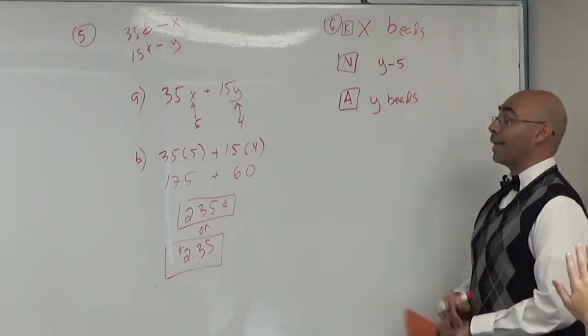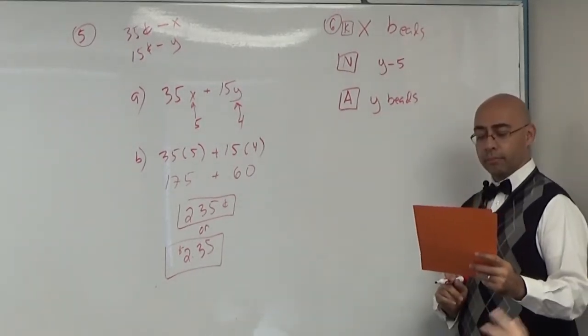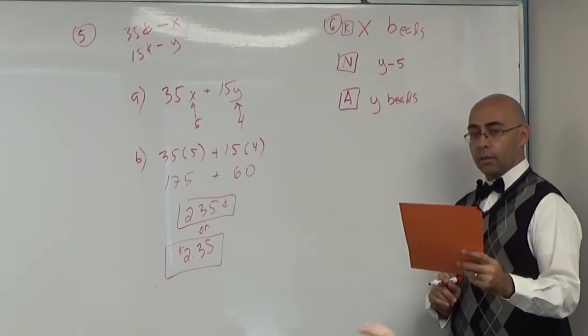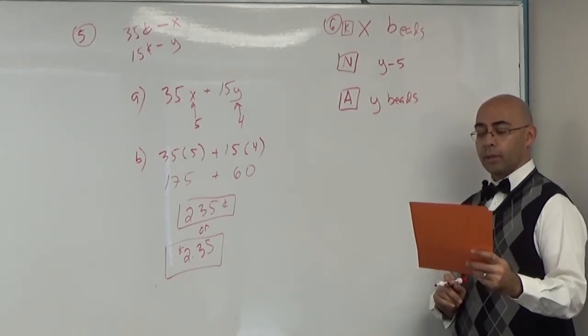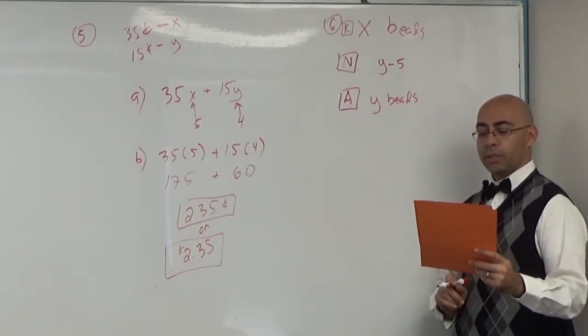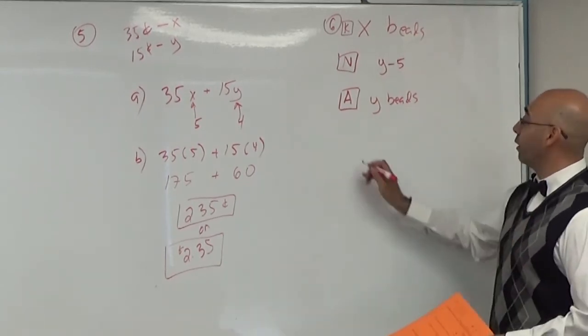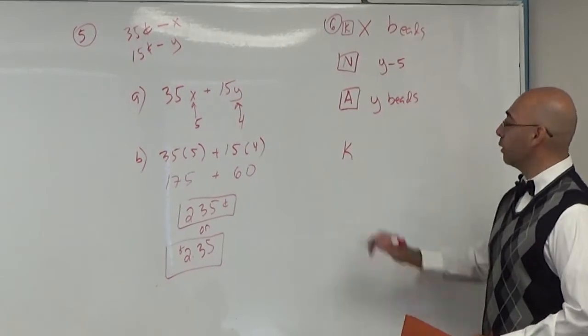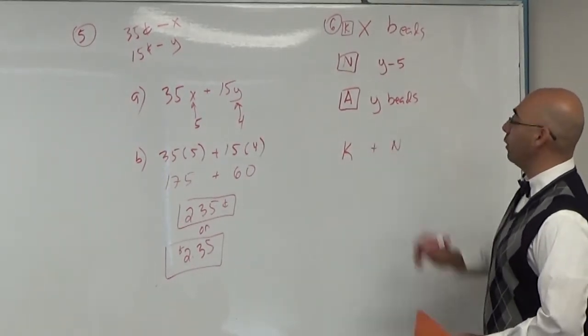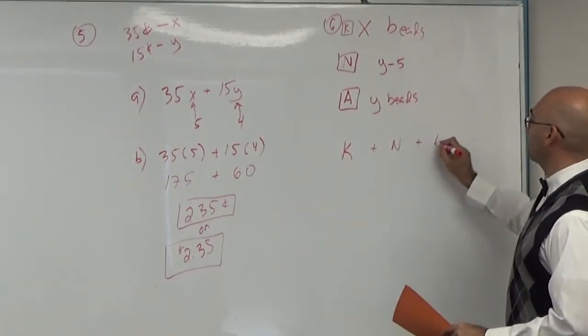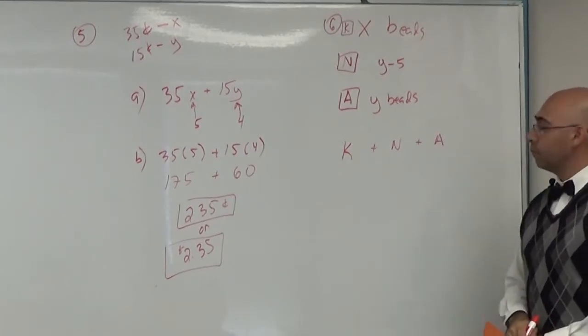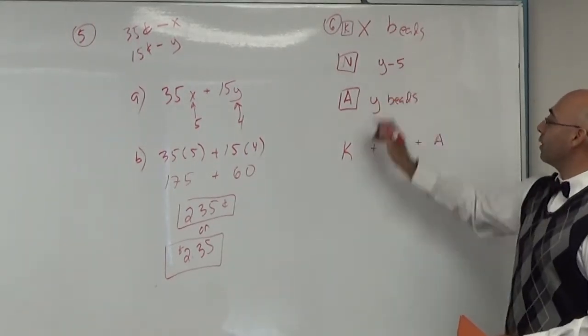That's amazing. Now, number 6 is asking, how many beads do they have all together? So when they say all together, we're adding Kylie plus Nathaniel plus Angelica. Well, we already know Kylie is X.